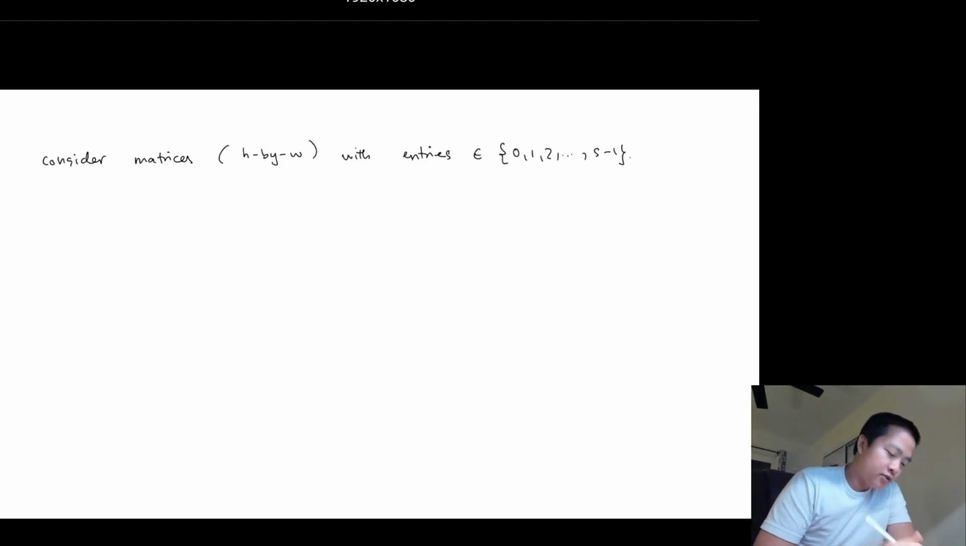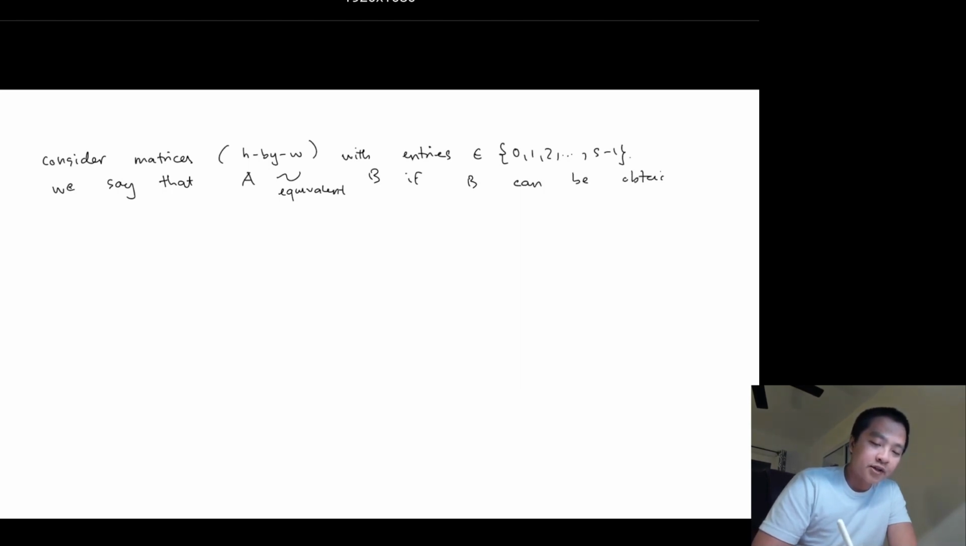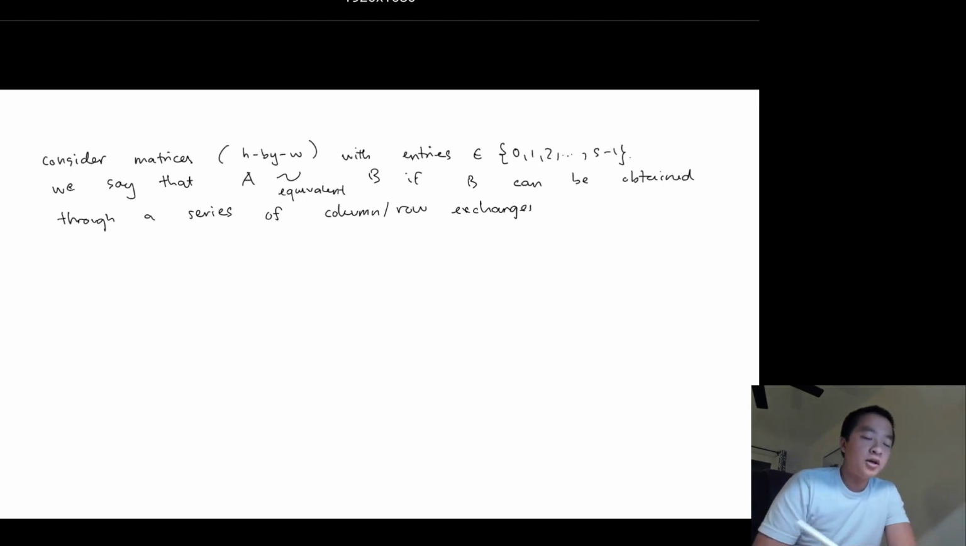Alright, now we say that A is equivalent to B, okay, if B can be obtained through a series of column and row exchanges applied to A.